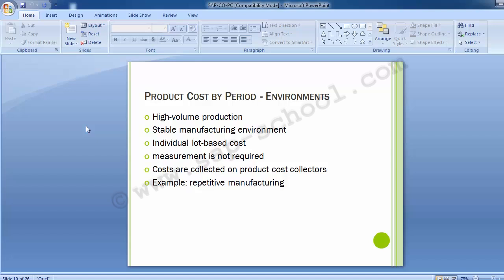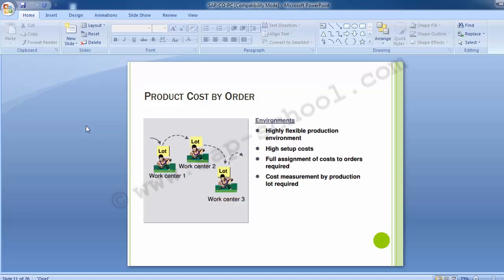So product cost by period is used in a repetitive kind of manufacturing environment where the costing is to be done on the basis of data collected over a period of time. Moving to the next, product cost by order. This cost object controller is used in a highly flexible production environment, with high setup cost, where full assignment of cost to orders is required. Cost measurement by the production lot is required. So in this case, the production is done on the basis of lots and orders.